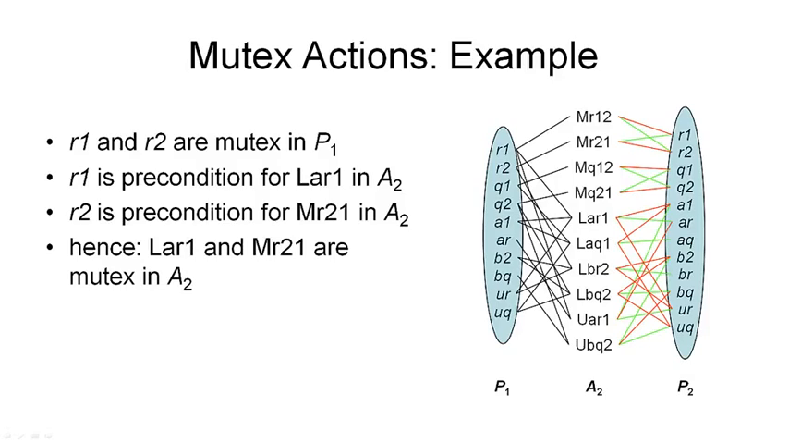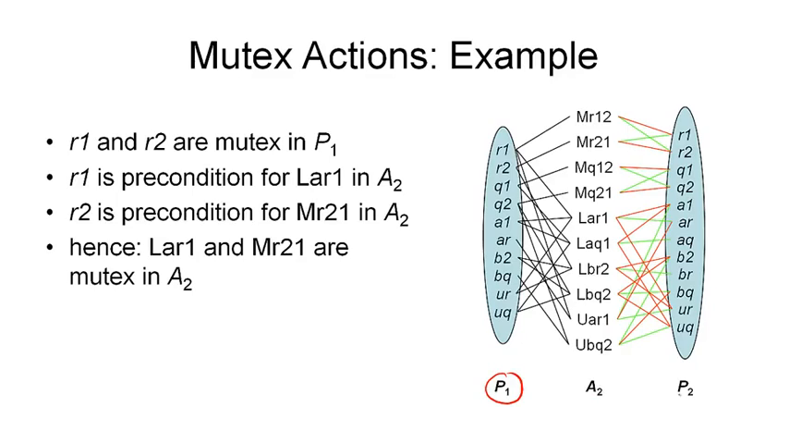What I still owe you is a definition for mutual exclusivity, or mutex, between actions. And again, I will start by illustrating this with an example. We are looking at the same planning graph as before here, but now our first layer is the proposition layer P1. That was on the right-hand side in the previous graph. So we have P1, A2, and P2 in this graph here.